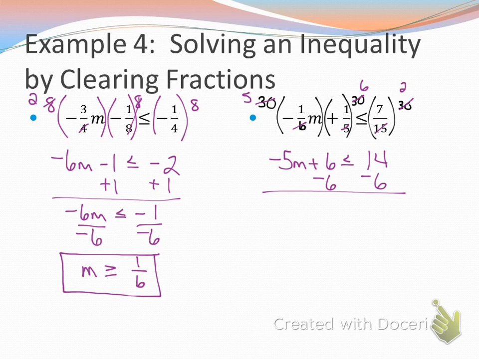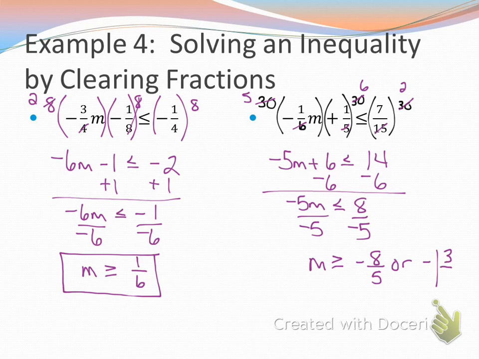All right, now I'm just going to solve like normal. -6 both sides, -5m is less than or equal to 8. Divide both sides by -5. Uh-oh. What happens? Gotta switch that inequality. We switch it. It's -8/5, or you can make it a mixed number, -1 3/5. We have to switch it because we had to divide by a negative.